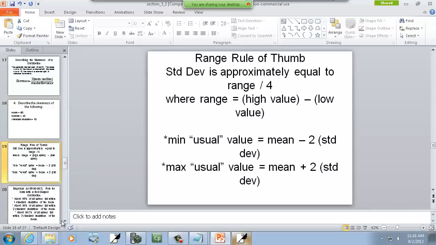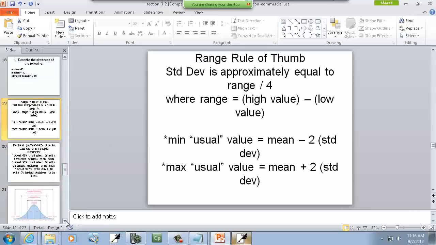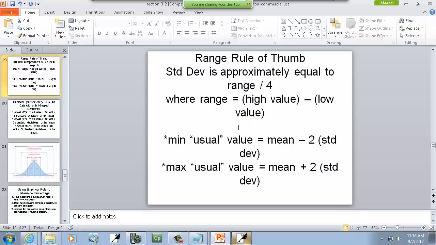Well, there's a very crude way to tell how spread out the data is. You can approximate the standard deviation by taking your high value minus your low value. That gives you your range, and then divide by 4. Well, it isn't a very good measure, but sometimes maybe that's all you have. Maybe you don't have your actual data. You're just given the high value and low value, and they ask you to approximate the standard deviation. So that'd be the formula you'd use.